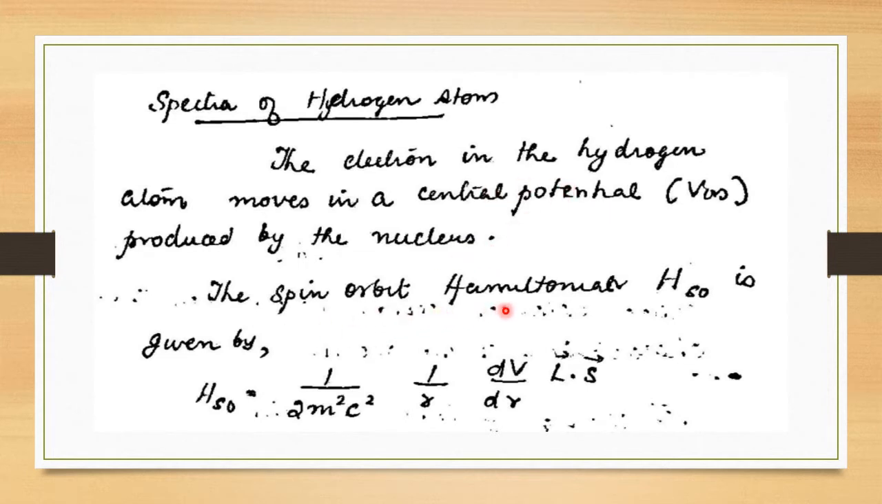So there is a spin orbit Hamiltonian H_SO, which is given by H_SO is equal to 1 by 2 m square c square into 1 by r dV by dr L dot S. So due to the interaction of L and S, you get the spin orbit interaction term H_SO, right?